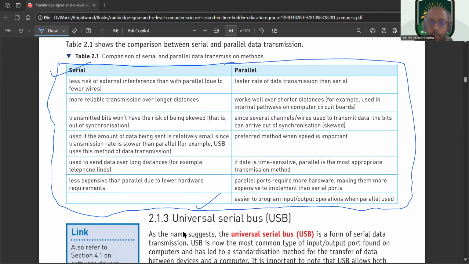The bits can arrive synchronized; some can be synchronized, otherwise asynchronous. Consider the amount of data being sent: in serial, one bit after another, it is relatively small, but parallel can transmit more data speedily, because it can transfer more data at one time.